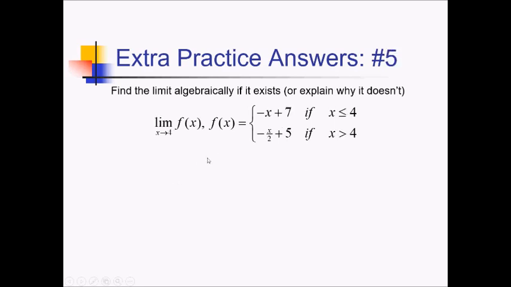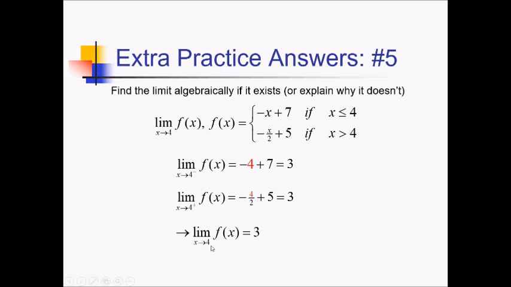On this one, I want to figure out the limit as x approaches 4 for this piecewise function. Since 4 is a border value, we look at the left and right-sided limits. The left-sided limit at 4 uses the before 4 rule. So we have -4 plus 7, which comes out to 3. Now for the right-sided limit, we're using the after 4 rule. So that's -4 over 2 plus 5, which is -2 plus 5, which also comes out to 3. Since the left and right limits agree, the two-sided limit will also be 3.